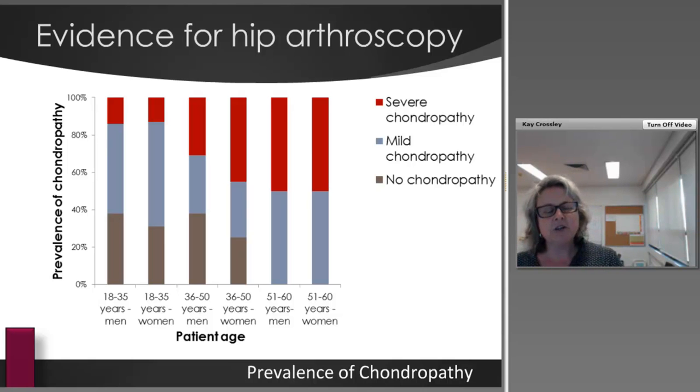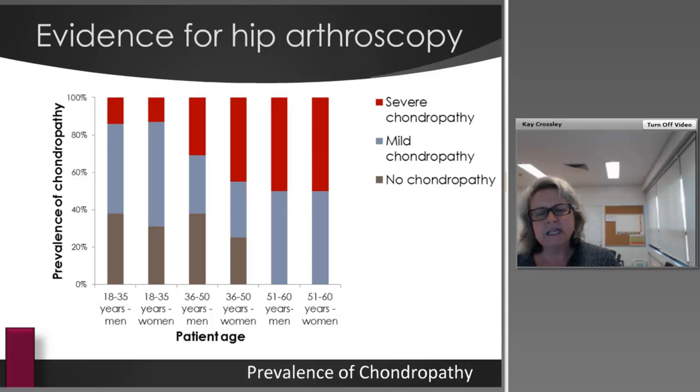And no chondropathy, so no evidence of any chondral damage at all, is indicated by the brown. Mild chondropathy is in the blue and severe chondropathy is in the red. And you can see that as people age, they're much more likely to have chondropathy and much more likely to have severe chondropathy. And there's not a lot of difference between men and women.